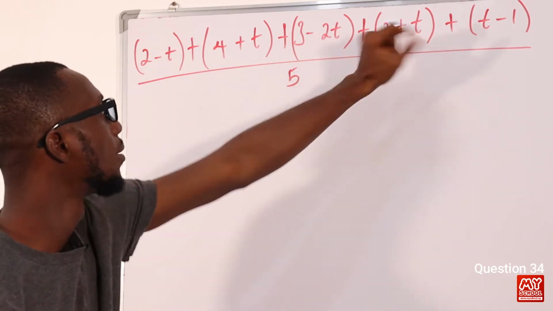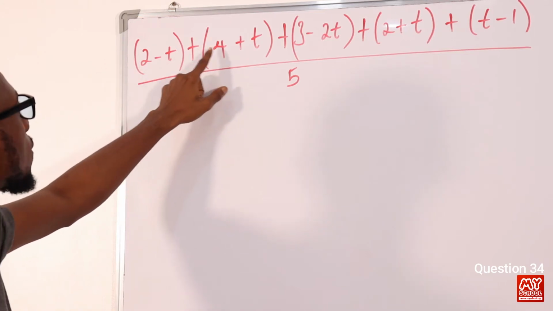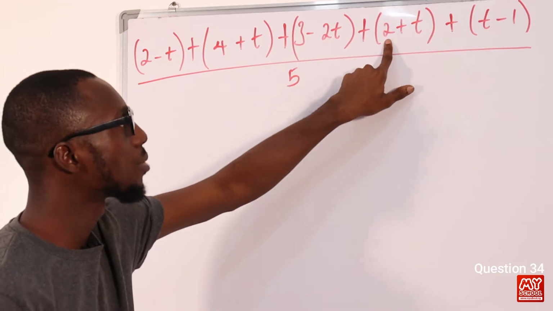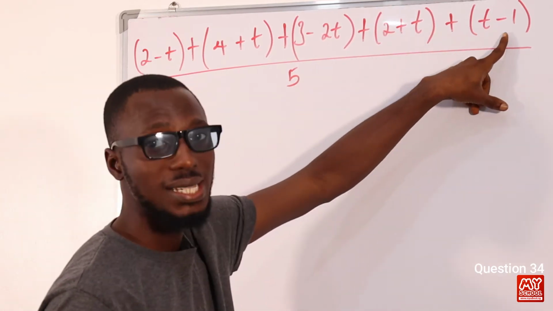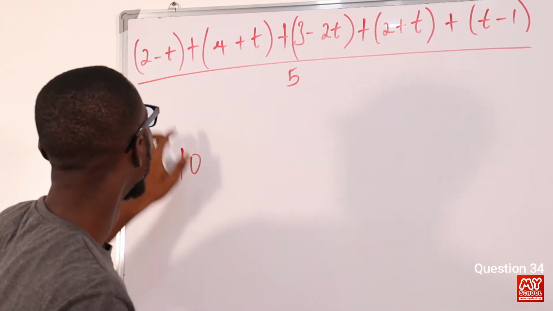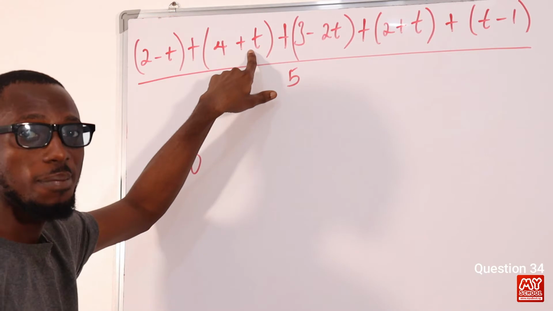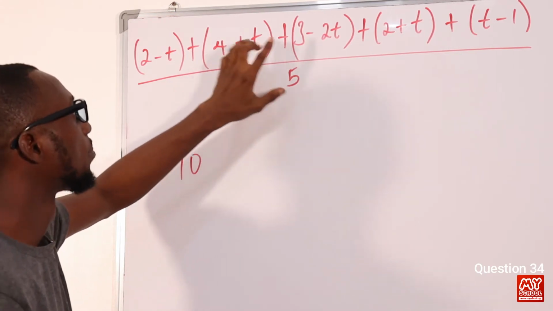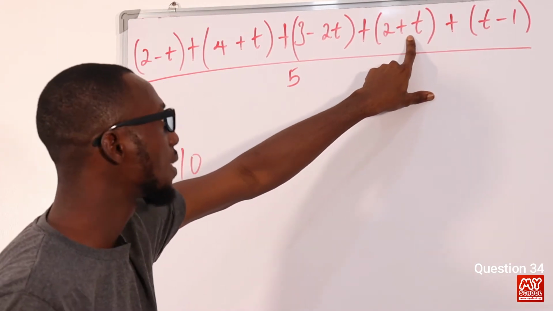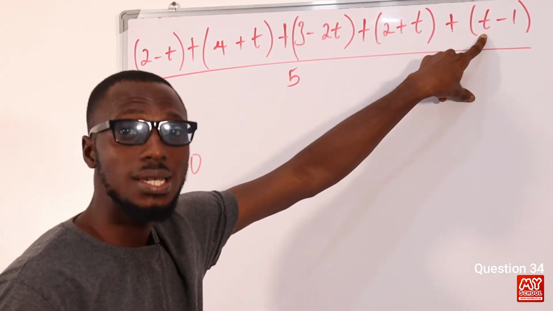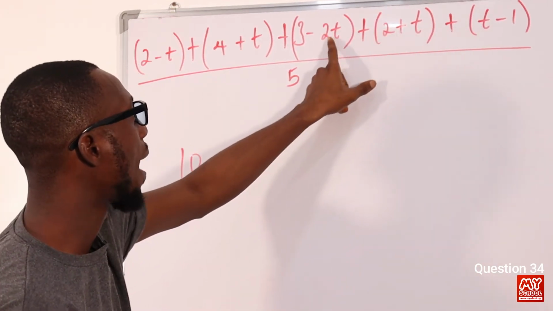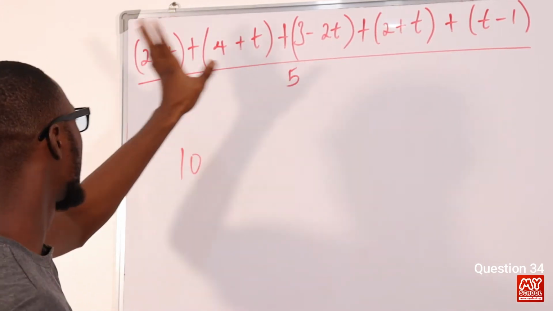Remember the plus sign. Okay, so we have 2 plus 4, that is 6. Plus 3, that is 9, right? Plus 2, that is 11. Minus 1, that is 10. All right, so we have minus t plus t, that is 0. So we have minus 2t plus t, that is minus t. So minus t plus t, that is 0. Or you can take it this way, t plus t, that is 2t, minus 2t, that is 0. So that means t is eliminated.